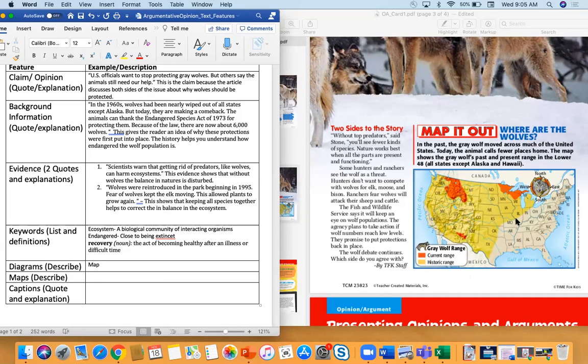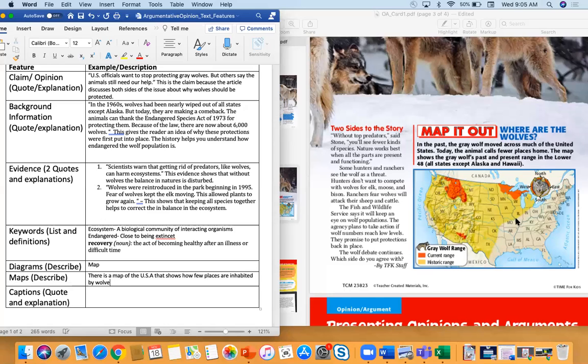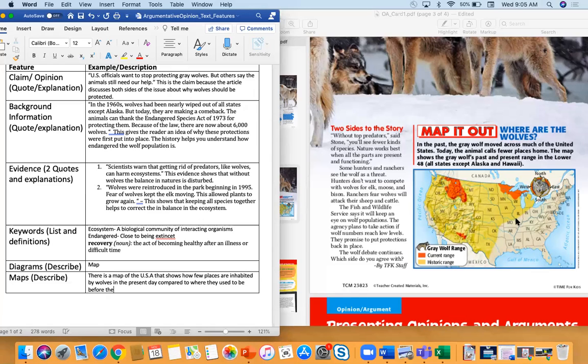So there is a map of the USA that shows how few places are inhabited by wolves in the present day compared to where they used to be before they were endangered, right?